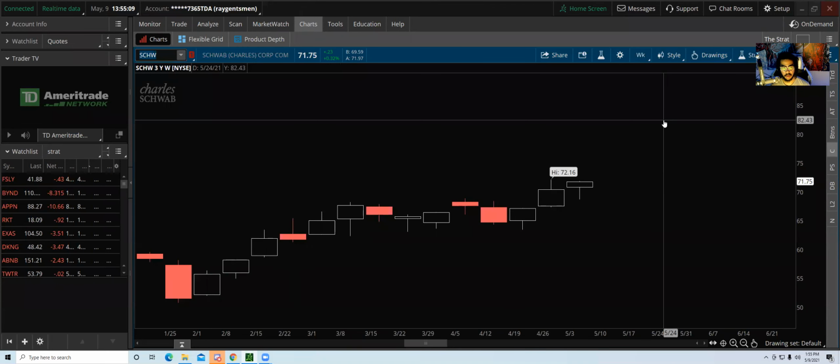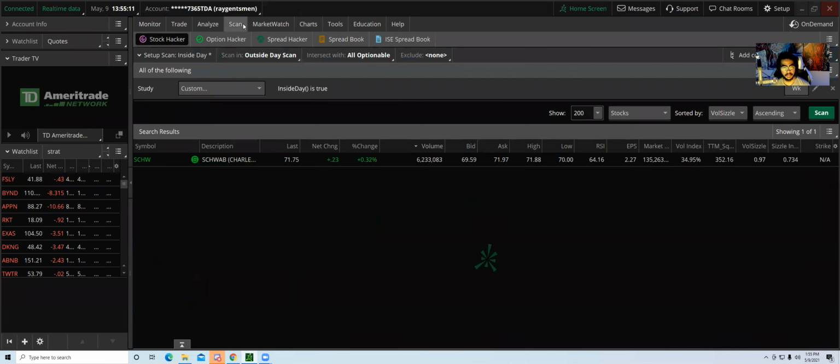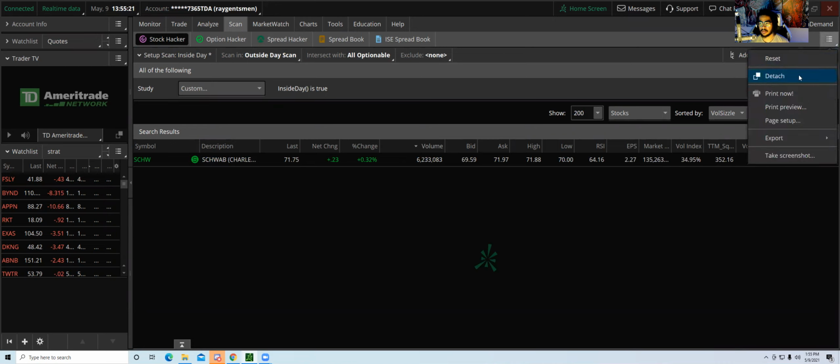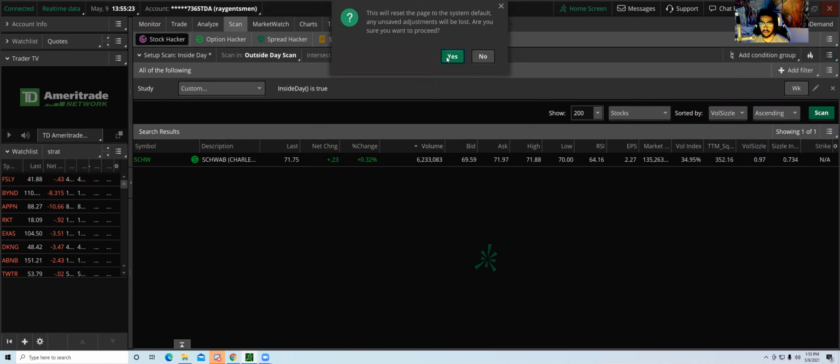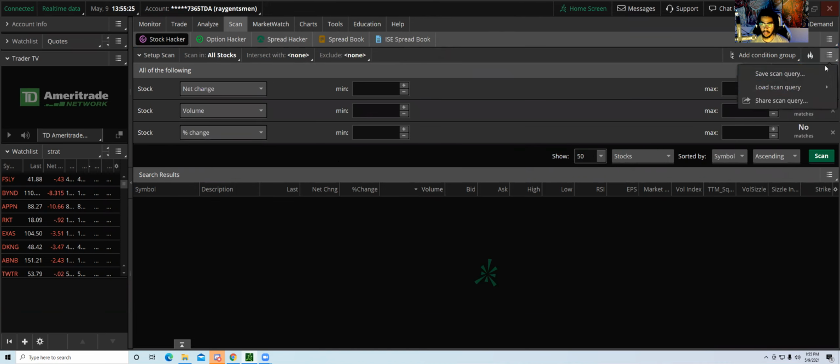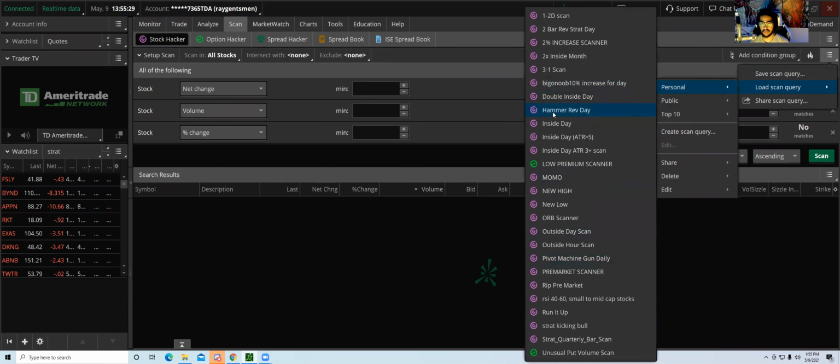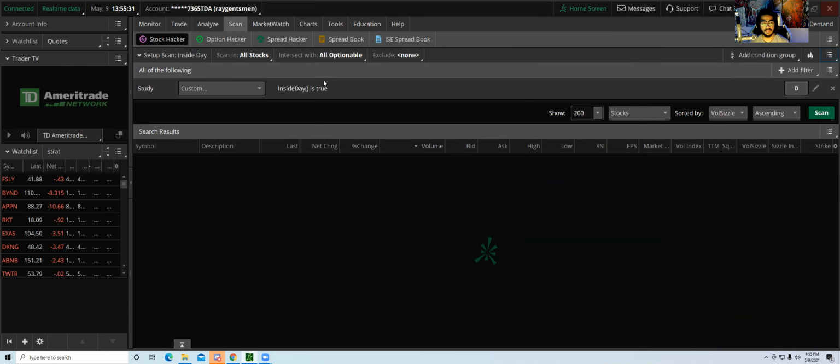All right, everybody. So what I'm going to be going over is scanning for strat setups. What I do is, let me reset this. I'll load up the inside day scan.